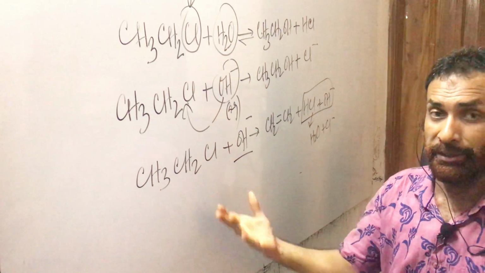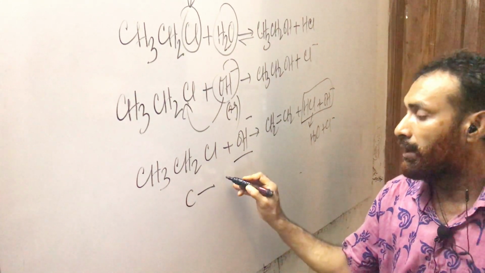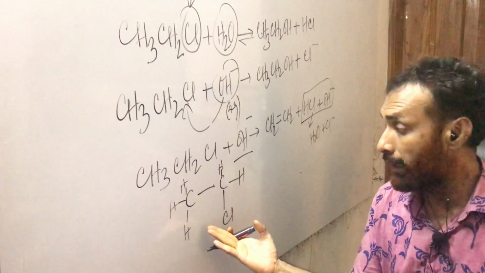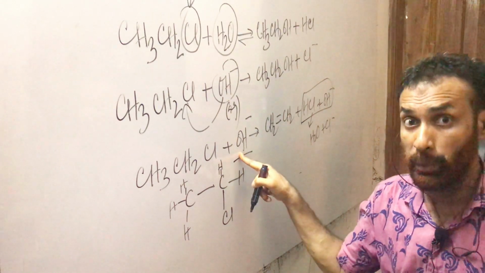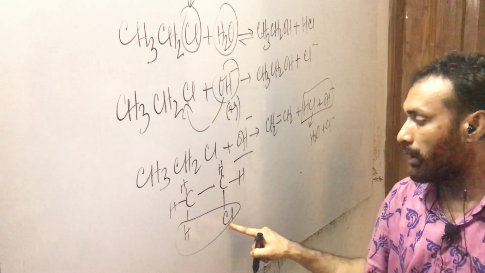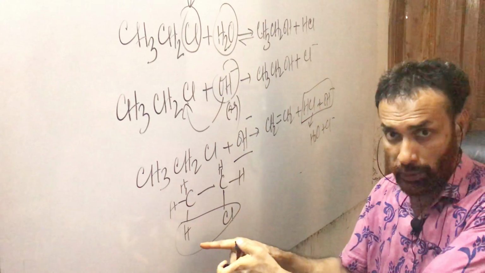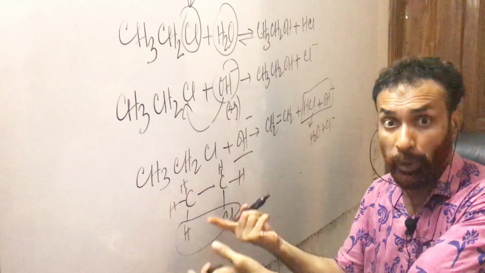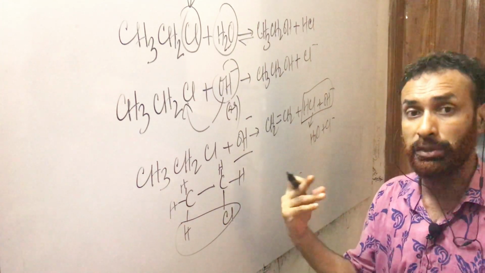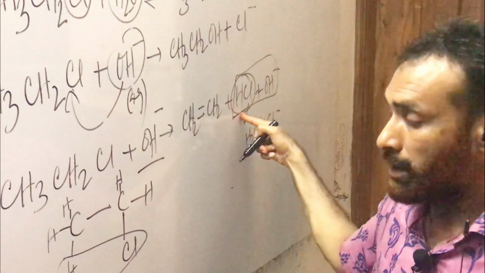You get an elimination reaction here. In this elimination reaction, I'm going to show again the displayed formula of the chloroalkane. What is the chloroalkane reacting with? Chlorine from one carbon atom and hydrogen from the neighboring carbon atom. These two combine and form hydrogen chloride.